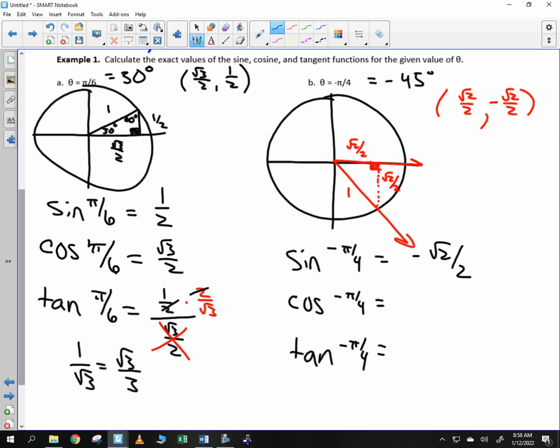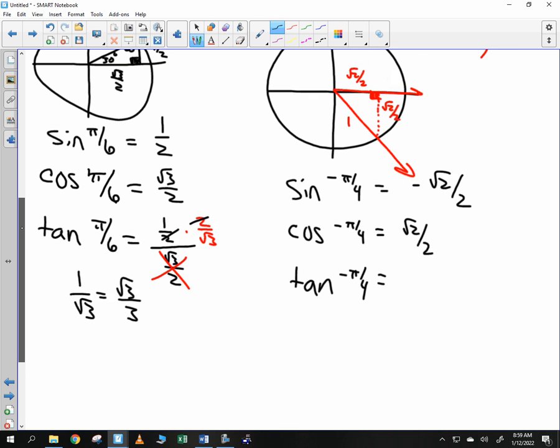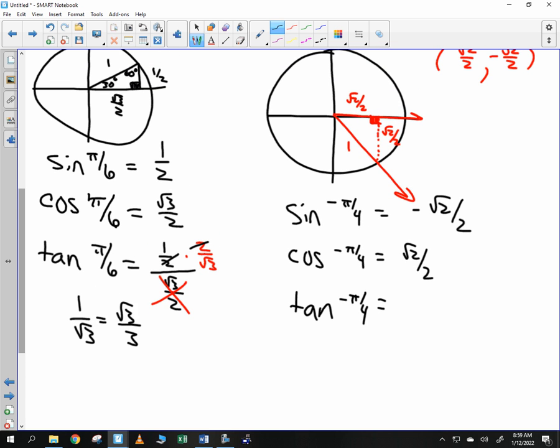What's cosine going to be? And how is it again that I figure out tangent? Yep, I take the y value divided by the x value. So negative root of 2 over 2 divided by root of 2 over 2. If you take something divided by itself, you get 1. So what am I going to get in this situation? Negative 1.